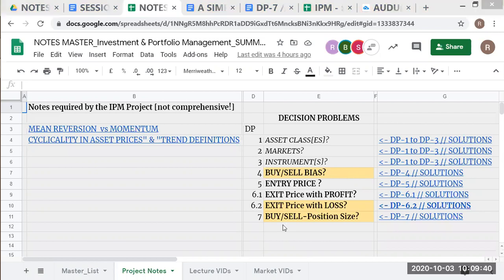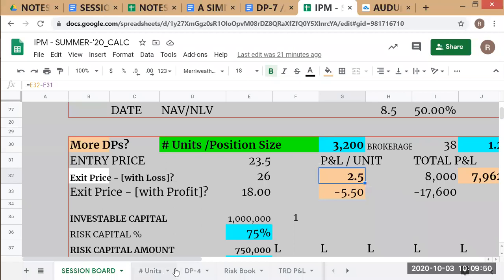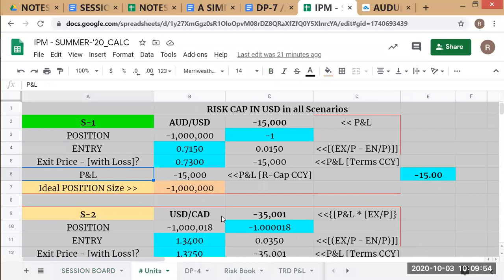Let's look at this. So we have all of these determined. I'm going short at 71.50, let's say. Let's match the figures over here. First scenario: I'm going short at 71.50 and the exit price is 73.